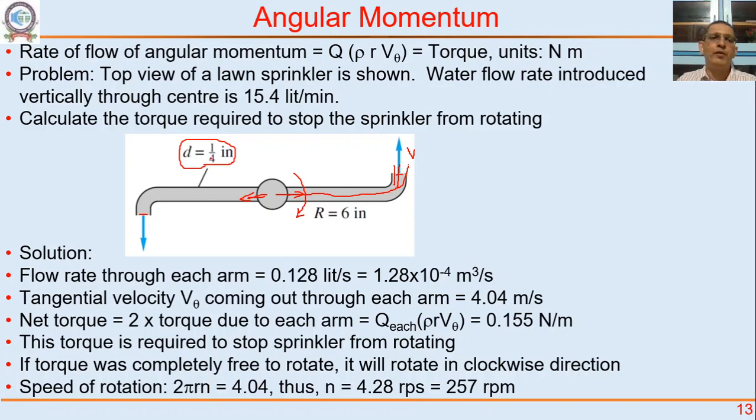So if you take 1/4 inch, that is, 25.4 millimeters is 1 inch, 1/4 of that, we get 6.35 millimeters. So pi by 4 into 6.35 millimeters squared. Convert that to meters squared. You will get the velocity of the water coming out as a jet through this end as 4.04 meters per second.